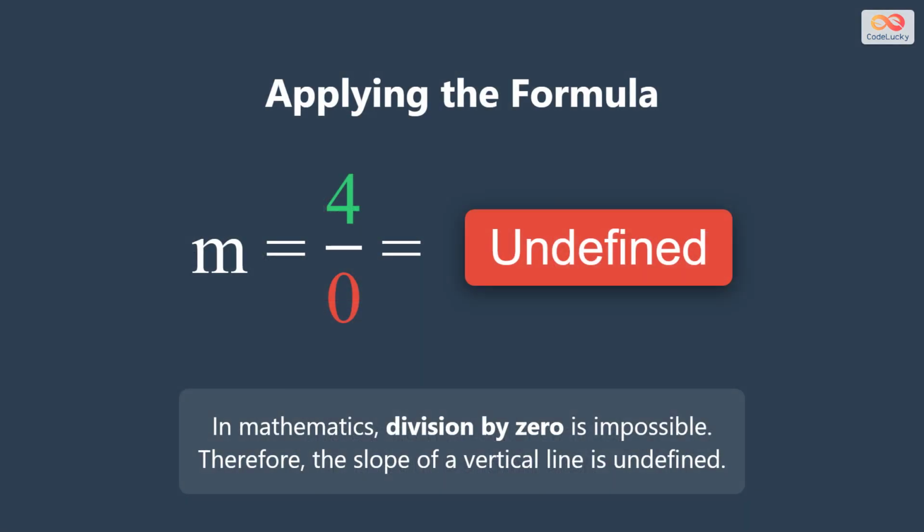When we put these numbers into our slope formula, we get 4 divided by 0. In mathematics, division by 0 is not allowed. It does not produce a number. Because of this impossibility, we say the slope is undefined.